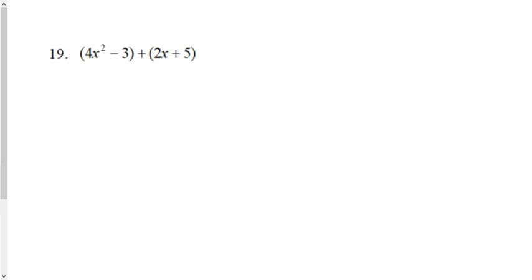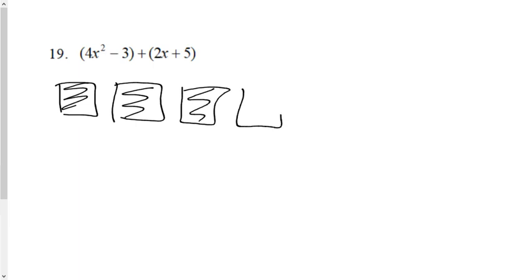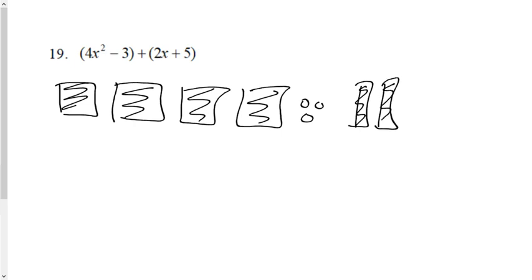Question 19, we're getting into the addition, or chapter 5 on the addition of polynomials. When you're adding two polynomials or multiple polynomials together, you simply have to gather like terms. If we think about what this would have looked like as a drawing, 4x squared would have been this, negative 3 would have been this, 2x would have been this, and positive 5 would have been this. So if you think of this pictorially, that's what it would have been.